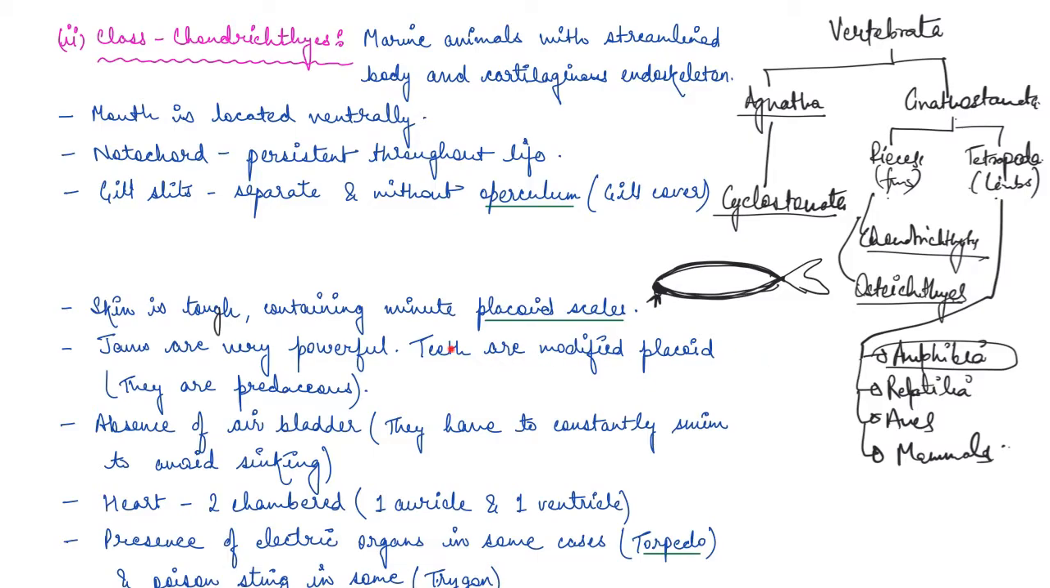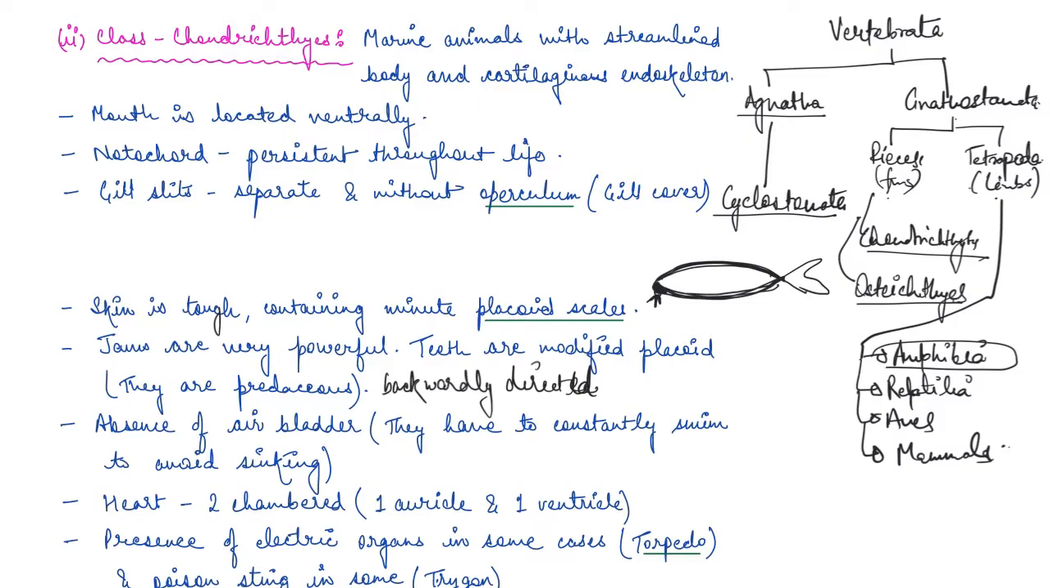Okay, and jaws are very powerful. Basically, the teeth are modified placoid scales which are backwardly directed. Okay, now these animals are predators, they are predaceous. Now due to the absence of an air bladder, they have to swim constantly to avoid sinking. So they have to keep on swimming because they do not have an air bladder which would help them float.